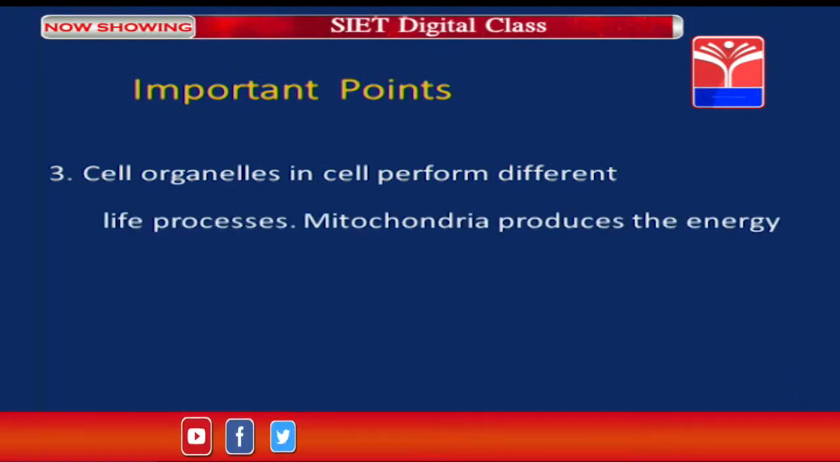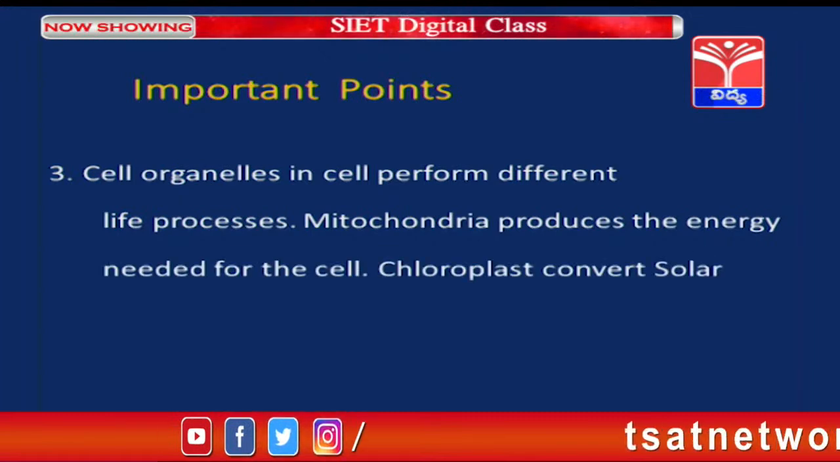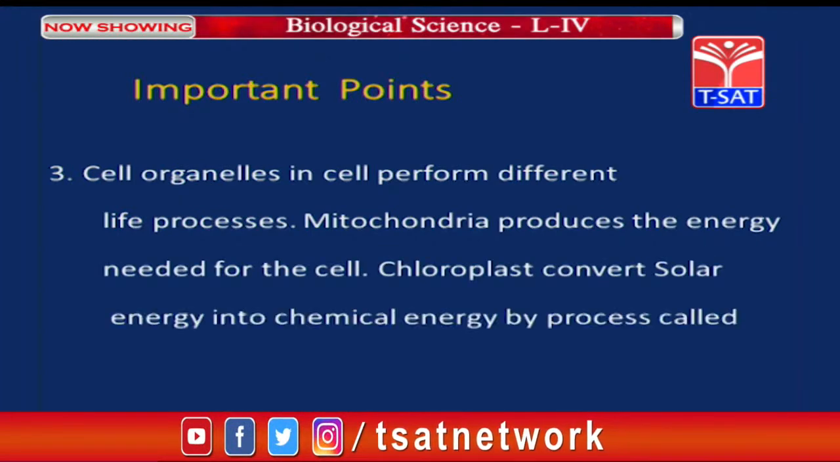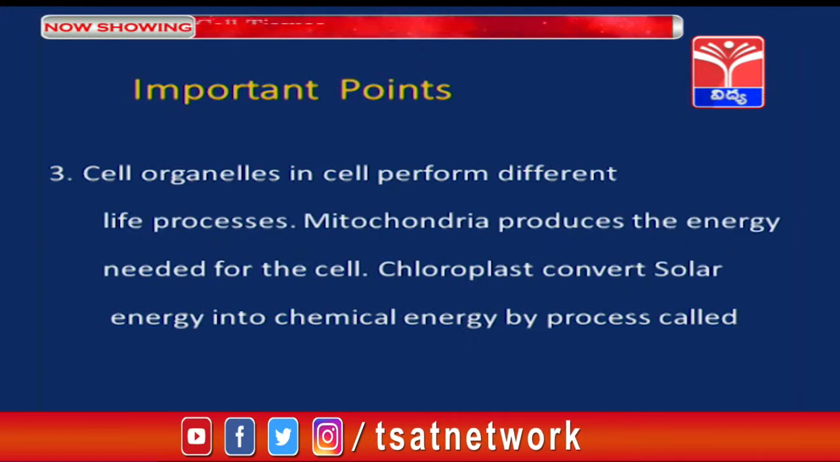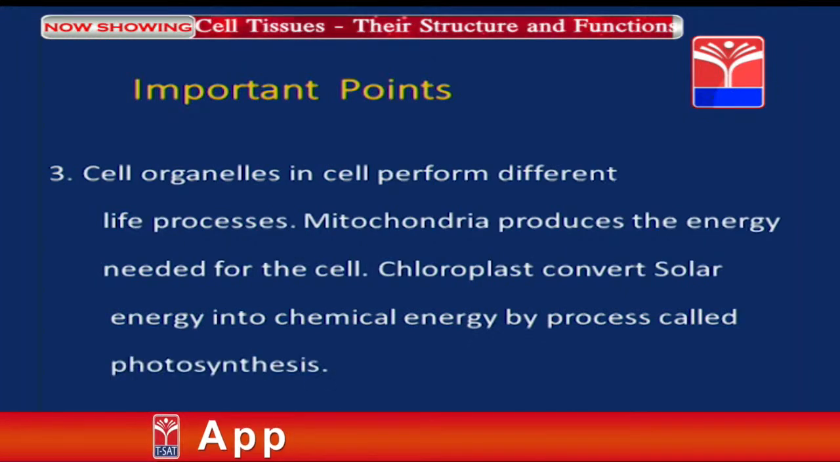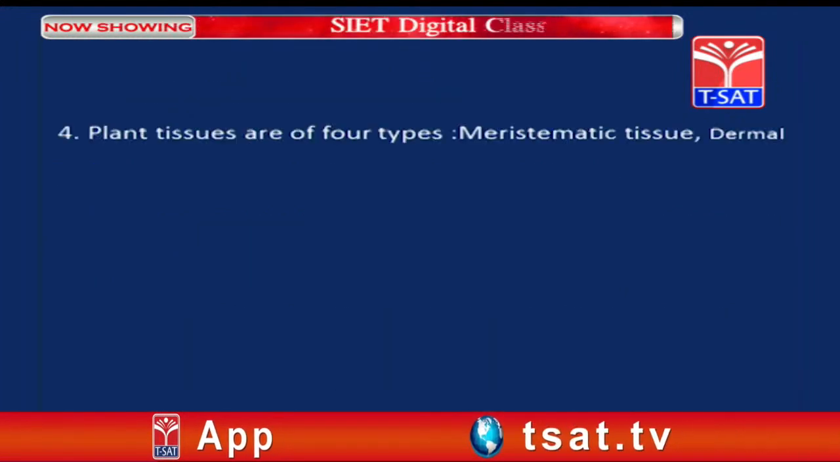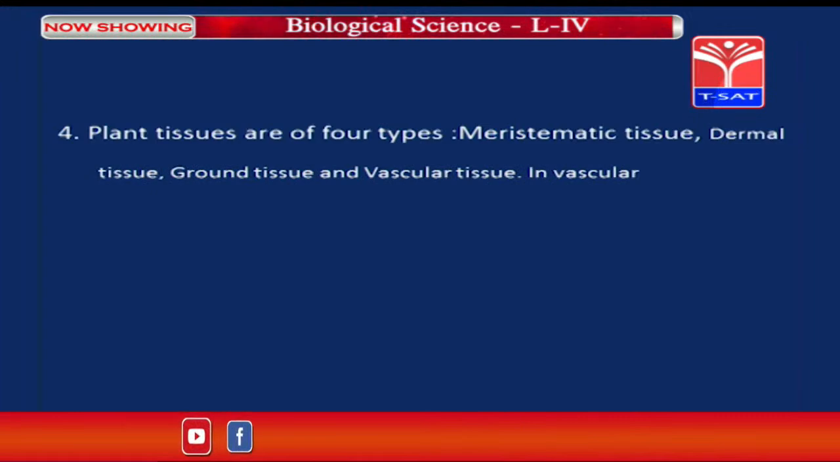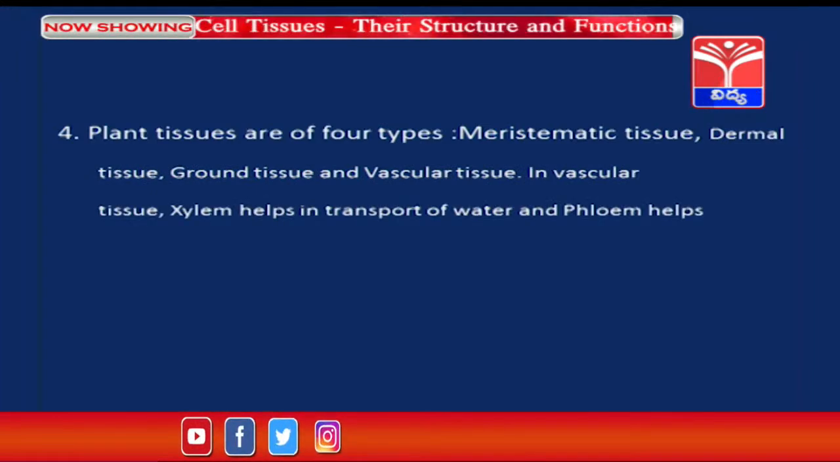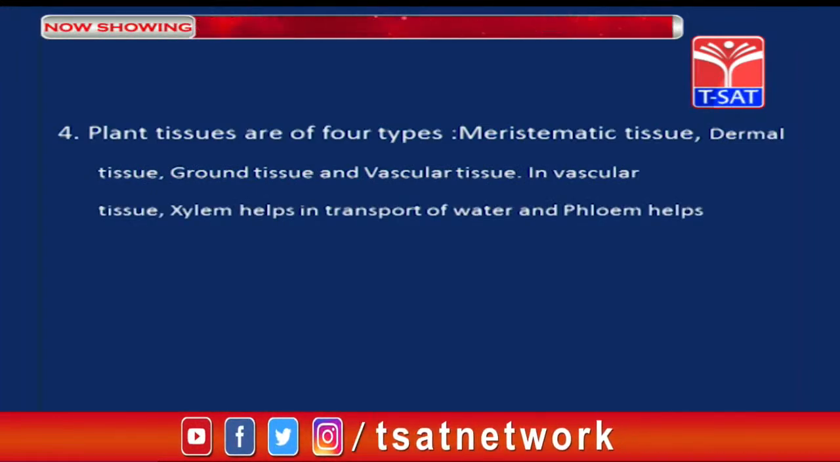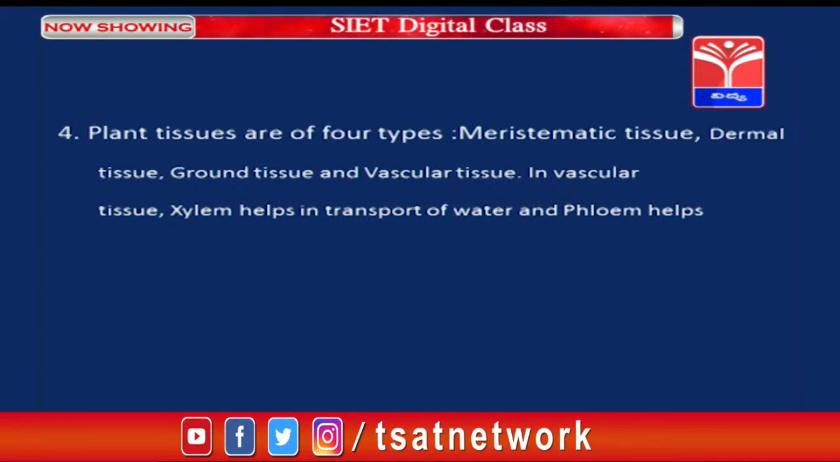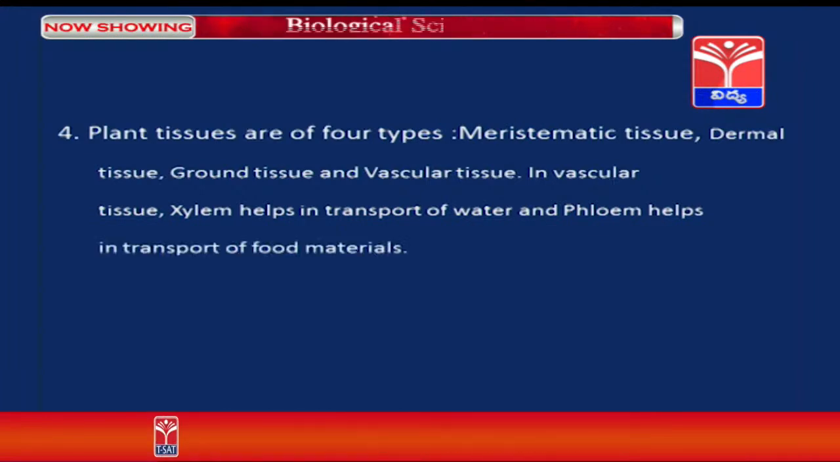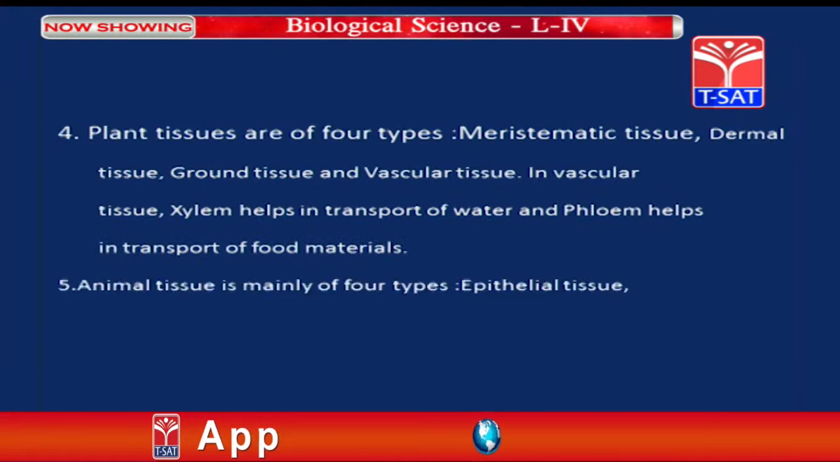Mitochondria produces the energy needed for the cell. Chloroplast converts solar energy into chemical energy by process called photosynthesis. Plant tissues are of four types: meristematic tissue, dermal tissue, ground tissue and vascular tissue. In vascular tissue, xylem helps in transport of water and phloem helps in transport of food material.